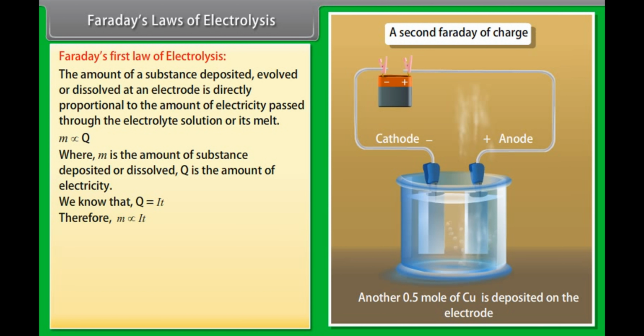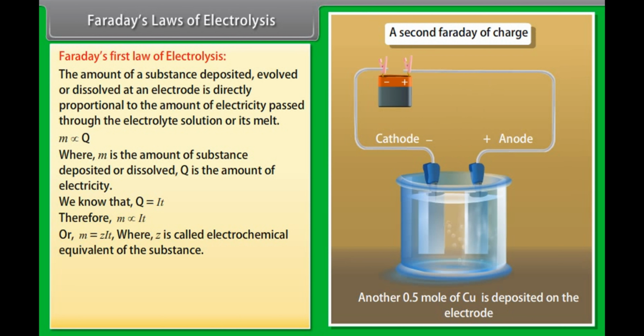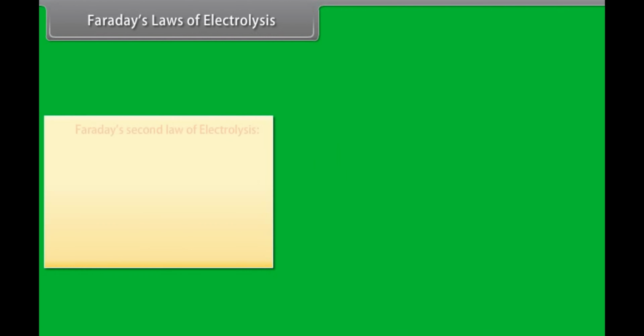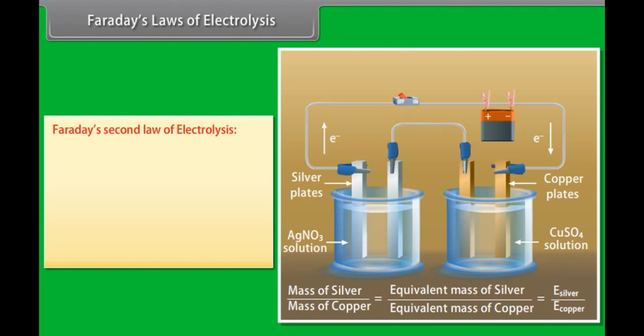We know that Q is equal to I T. Therefore, M is directly proportional to I T. It can be written as M is equal to Z I T, where Z is called the electrochemical equivalent of the substance. Z is defined as the amount of the substance deposited or dissolved by passing 1 coulomb of electricity through the electrolyte melt or solution. Faraday's second law of electrolysis.